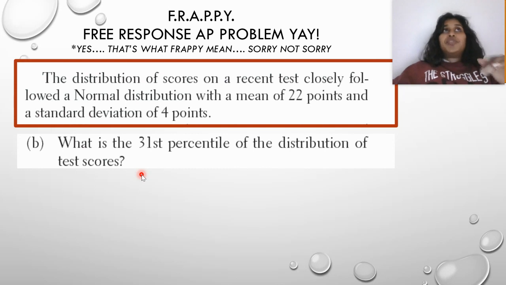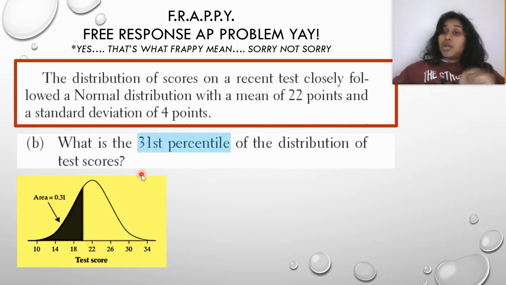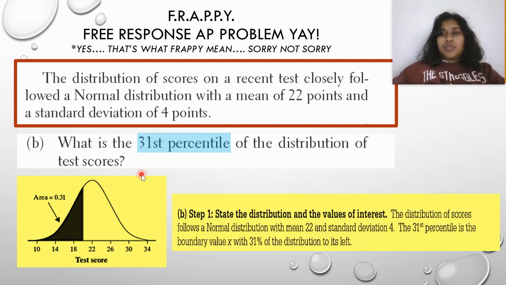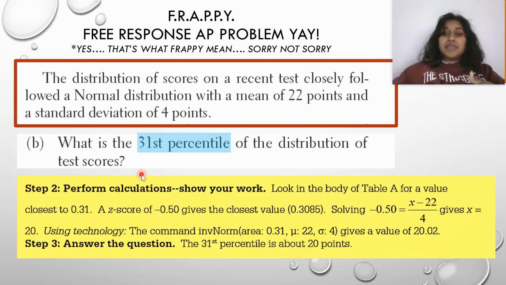So 31st percentile means that if I think about my normal distribution as being 100%, then I just want that 31%. So I'm going to go ahead and draw it out. There's my z, there's my normal distribution curve labeled correctly. There's 31%. And now I have to do the actual math. This is just a descriptor of it, and here is my math.